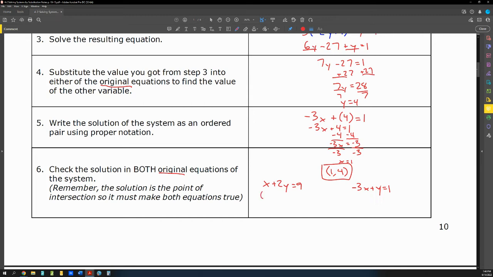So now we're going to plug in 1 for x and 4 for y and see if that causes the equation to be true. Evaluating the left-hand side, we get 1 plus 8 equals 9, and 9 does equal 9, so that equation checks out. For the other equation, we're going to plug in, again, 1 for x and 4 for y. And evaluating, negative 3 times 1 is negative 3 plus 4. And negative 3 plus 4 does indeed equal 1, so that checks out as well. So we know that we've done this correctly.